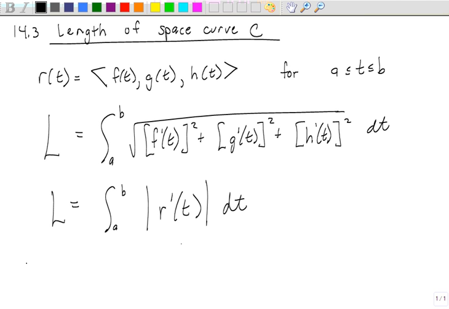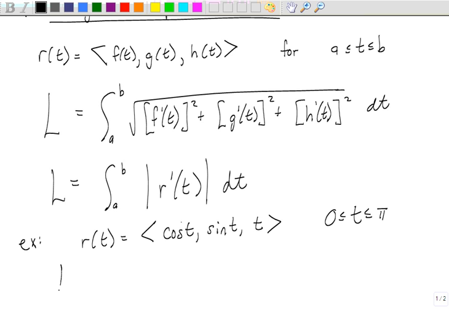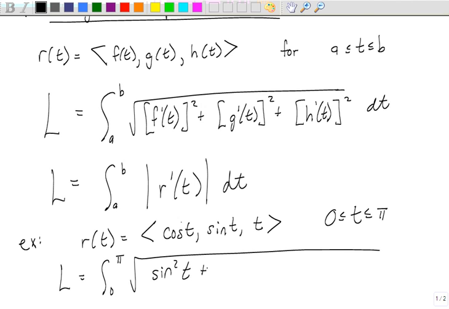So just for an example, let r of t be cosine t, sine t, t for t between 0 and pi. And we want to find the length of that curve. So the length is the integral from 0 to pi of the square root of f prime, which is minus sine, but minus sine squared is sine squared. g prime is cosine, and squared is cosine squared, and h prime is 1, so 1 squared is 1.